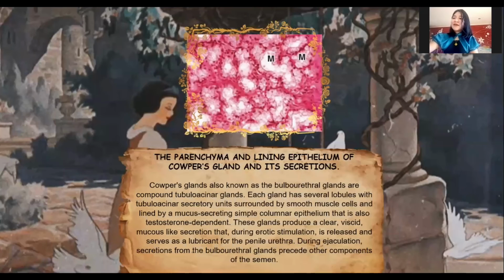Next is the parenchyma and lining epithelium of Cowper's gland and its secretions. Cowper's glands, also known as the bulbourethral glands, are compound tubuloacinar glands. Each gland has several lobules with tubuloacinar secretory units surrounded by smooth muscle cells and lined by a mucus-secreting simple columnar epithelium that is also testosterone-dependent. These glands produce a clear, viscid, mucus-like secretion that, during erotic stimulation, is released and serves as a lubricant for the penile urethra. During ejaculation, secretions from the bulbourethral glands precede other components of the semen.